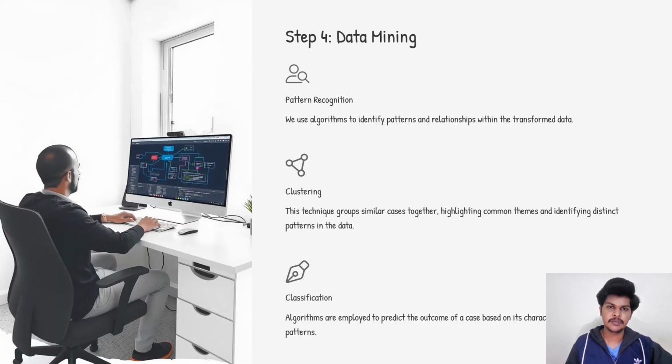Step 4. Data mining. First, we will do pattern recognition. We will use algorithms to identify patterns and relationships within the transformed data. Second, clustering. This technique groups similar cases together, highlighting common themes and identifying distinct patterns in the data. Third, classification. Algorithms are employed to predict the outcome of a case based on its characteristics and patterns.